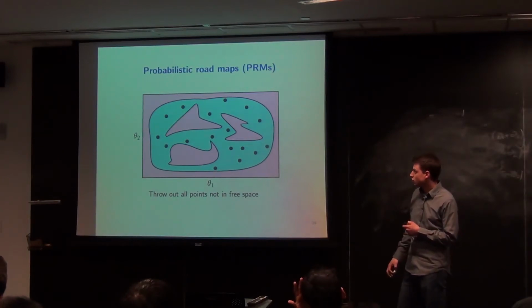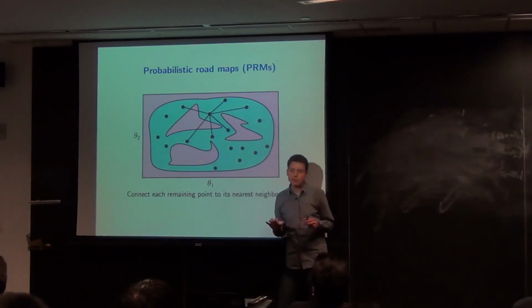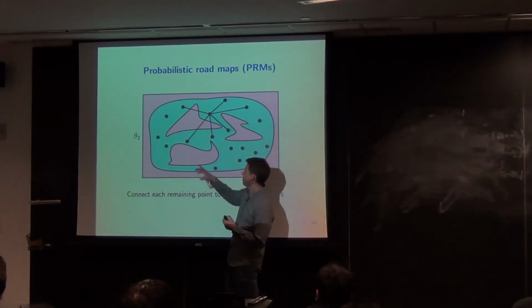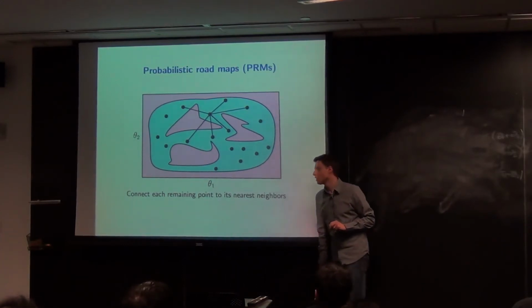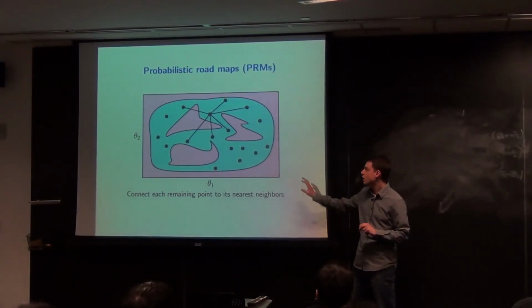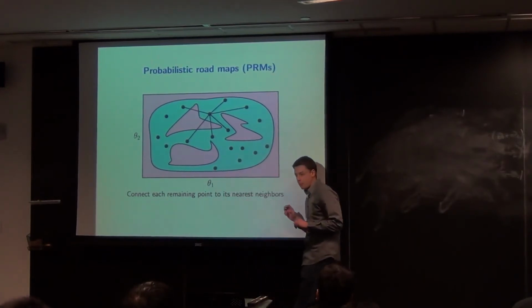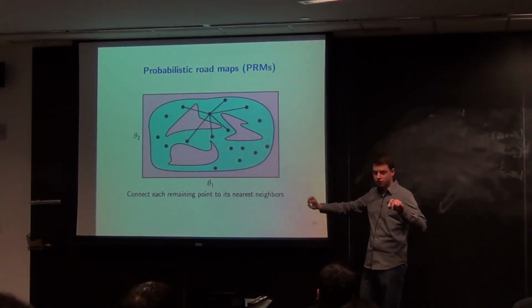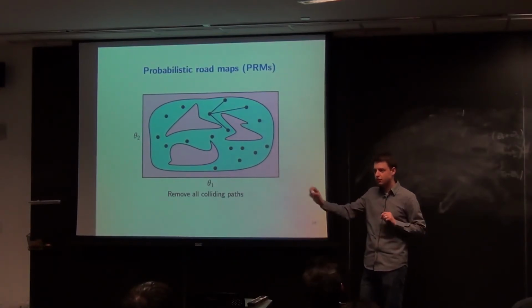Then, we look at each point and consider all its neighbors, where neighbors is defined somehow. Whether or not you want this to be a neighbor or it's not close enough to be a neighbor, don't worry about that. But we're going to consider all the neighbors, in some sense, of every vertex that we sampled here. We look at the edges between these two vertices, and we throw them out if the edge itself goes through an obstacle.